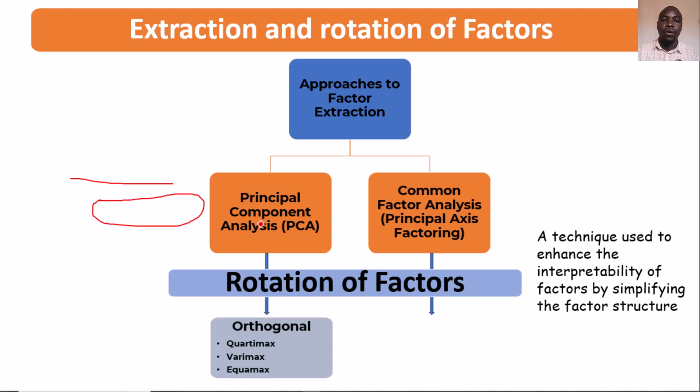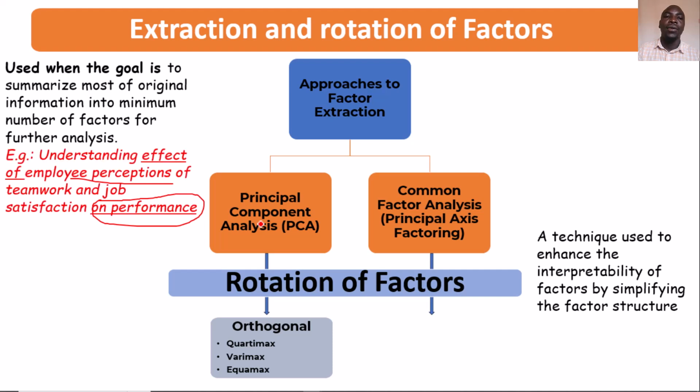We have orthogonal methods of rotation. The Quartimax, Varimax, and Equamax have slight variations in them. You can try to find out. But these ones are used when the goal is to summarize most of the information so that you have fewer factors that you can now use for further analysis, maybe for regression. For you to use orthogonal for rotation, you should have used principal component analysis for extraction. So principal component moves together with orthogonal.